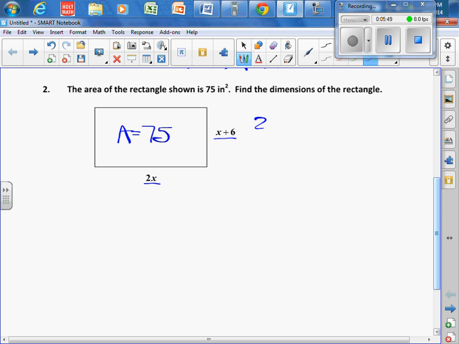So I'm going to take 2x times x plus 6, and I'm going to get 75. Again, equal sign. That means you're solving this equation. What can we do to solve this equation? Well, the first thing I need to do is eliminate any parentheses. How am I going to do that in this case is by using the distributive property. So 2x times x is what? 2x squared. 2x times 6 plus 12x is equal to 75.